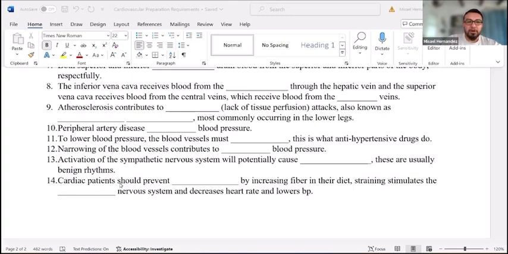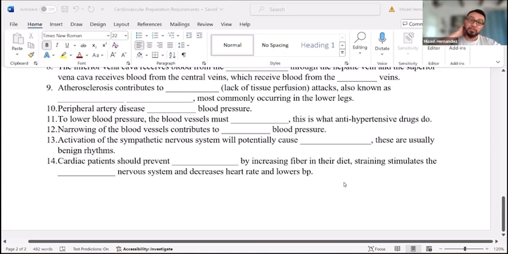Number 14, cardiac patients should prevent blank by increasing fiber in their diets. Straining stimulates the blank nervous system and decreases heart rate and lowers blood pressure, which is something that you don't want to do to any post-cardiac operative patient.